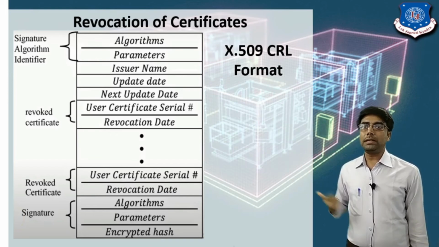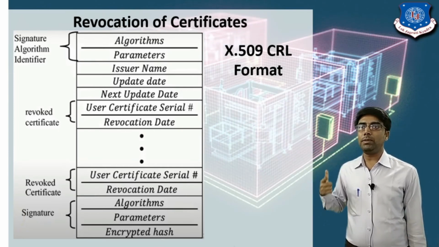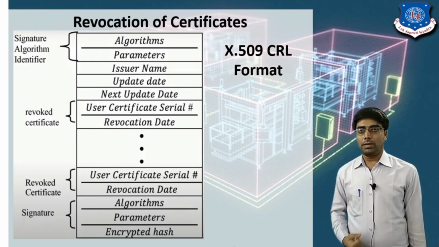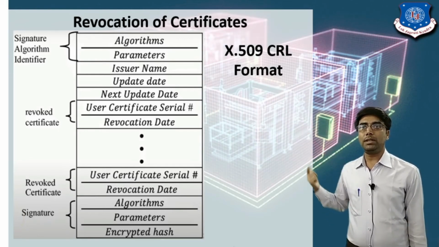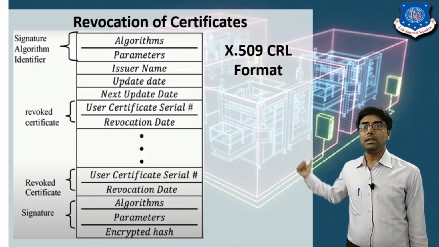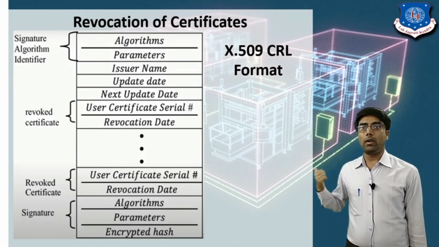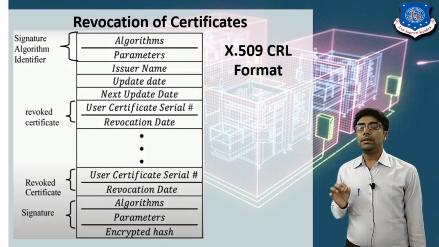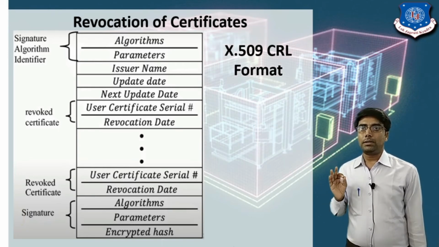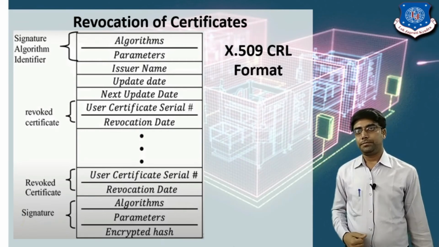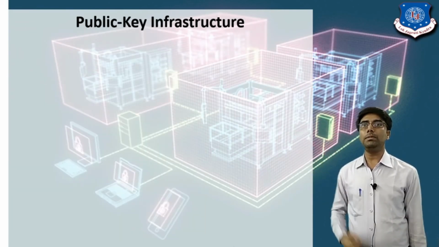Now the user certificate serial number and revocation date. The revoked certificates will be stored in the revoked certificate field, and in this we have mentioned two fields: the user certificate serial number and second, the revocation date. Now the signature is also available. In this signature we are considering three fields: algorithm, parameters, and encrypted hash. And this signature is generated by the certificate authority's private key. Now this is all about the revocation of certificate.